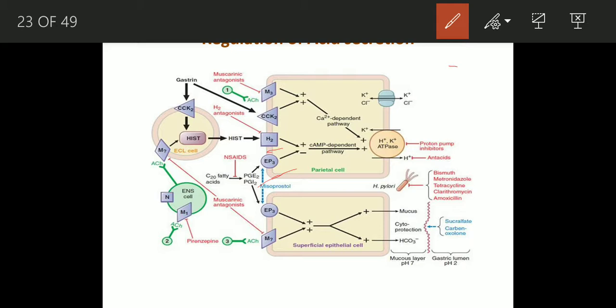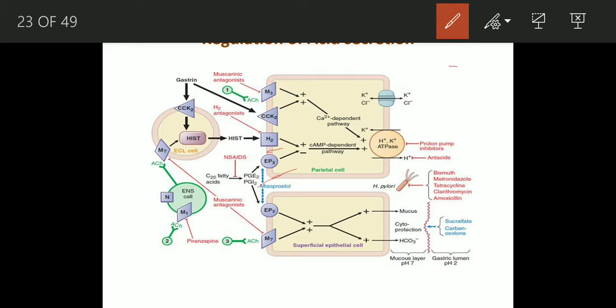Prostaglandins, along with acting on the parietal cells, can act on the mucous cells. By acting on the mucous cells, they are responsible for increasing the mucus secretion as well as the bicarbonate secretion, which increases the mucosal defensive mechanisms.